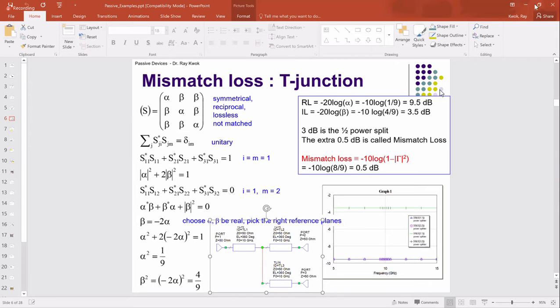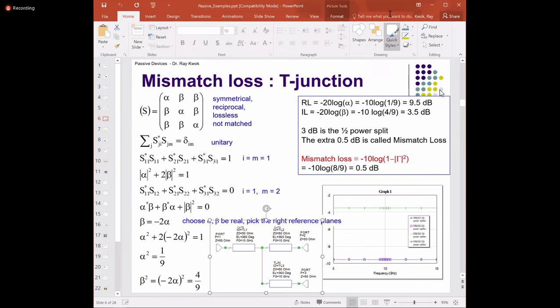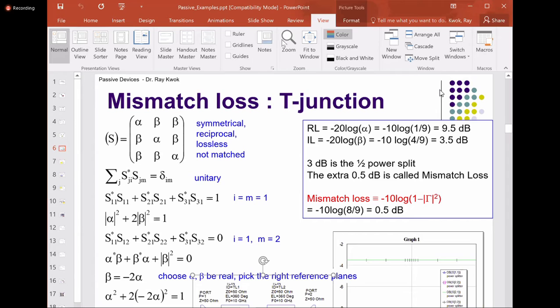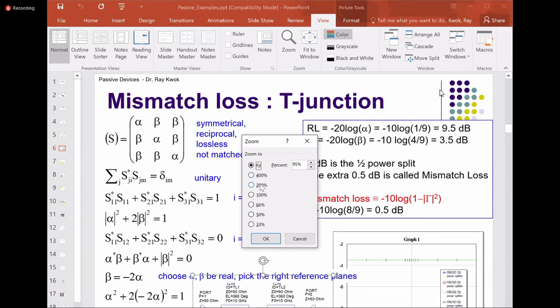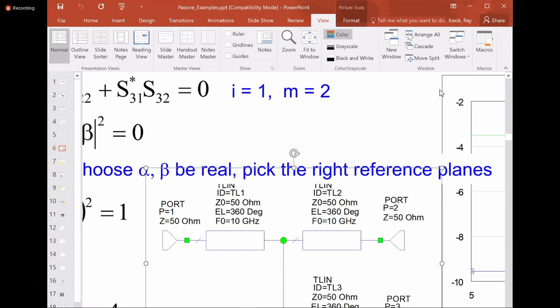Can I see this? Can you guys see the circuit? Okay, is that better?